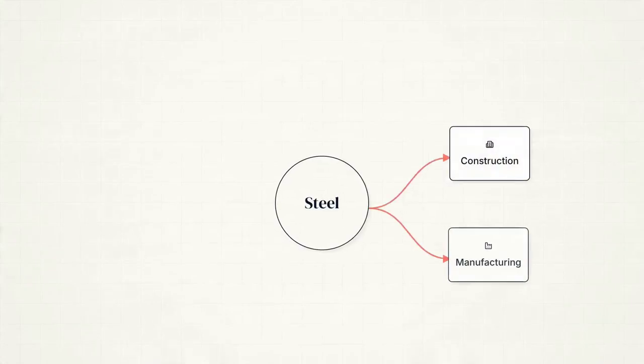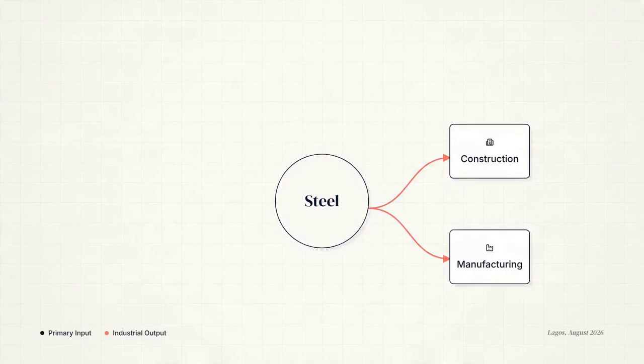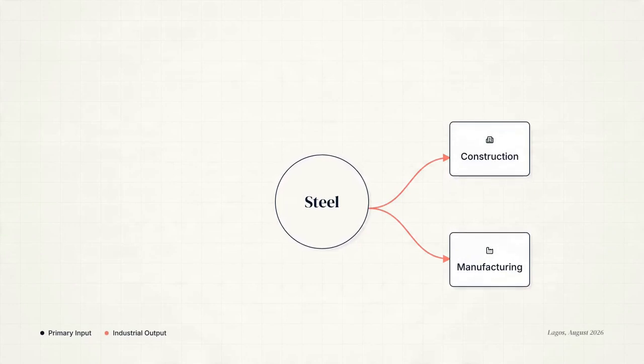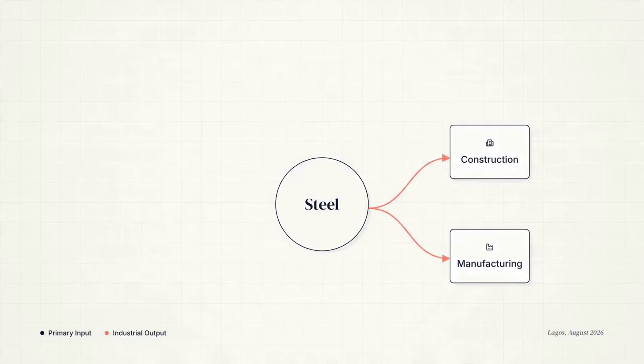Think of Nigeria's steel industry. Steel is used in construction, manufacturing, and even by the steel industry itself. This model helps planners decide how much output is required to meet total demand.